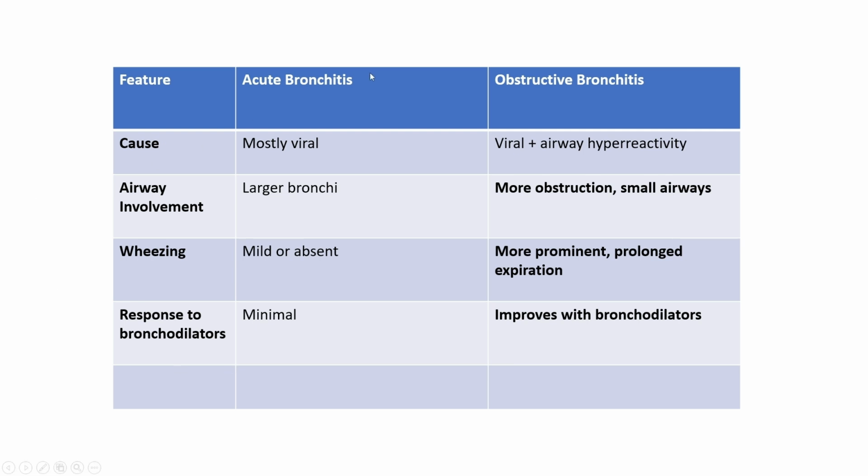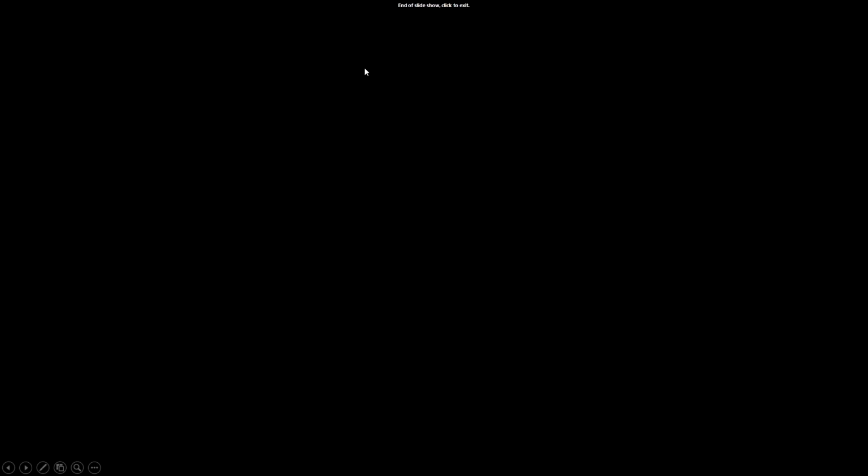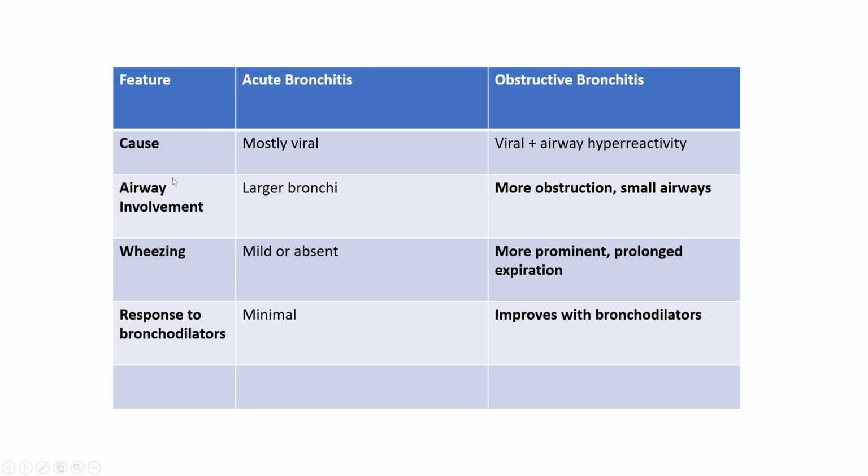So this is just a comparison between acute bronchitis and obstructive bronchitis. The cause in acute bronchitis is mostly viral. Here, viral and airway hyperreactivity. It will happen in the larger bronchi. Here, we'll have more obstruction in the small airways.